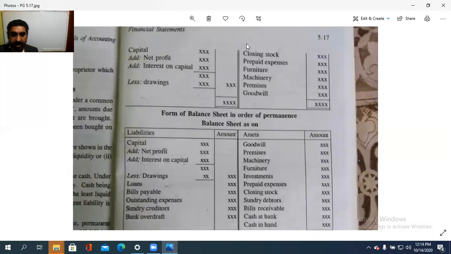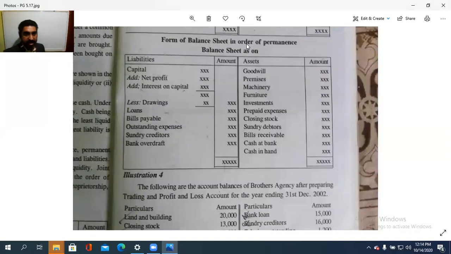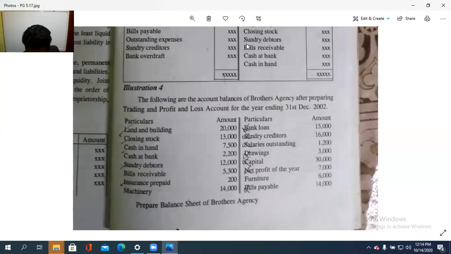So its format is this: capital and net profit and interest on capital less drawings, loans, bills payable, outstanding expenses, sundry creditors, bank overdraft. While on the other hand, assets: fixed assets, goodwill, premises, machinery, furniture, investment, prepaid expenses, closing stock, sundry debtors, bills receivable, cash in hand, and cash at bank. We will do one problem now.